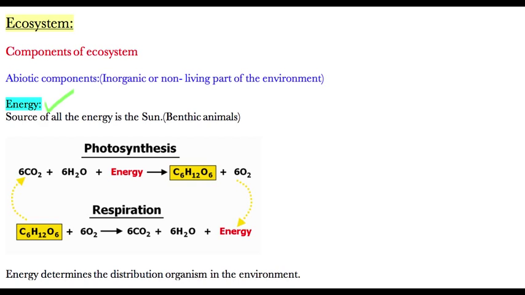The source of all energy on earth is the sun, but there are some animals which live deep inside the sea, called benthic animals, where sunlight does not reach. The source of their energy is basically hot streams. So you might be knowing this. Now, how is the sun's energy trapped to generate energy for other living beings and organisms?